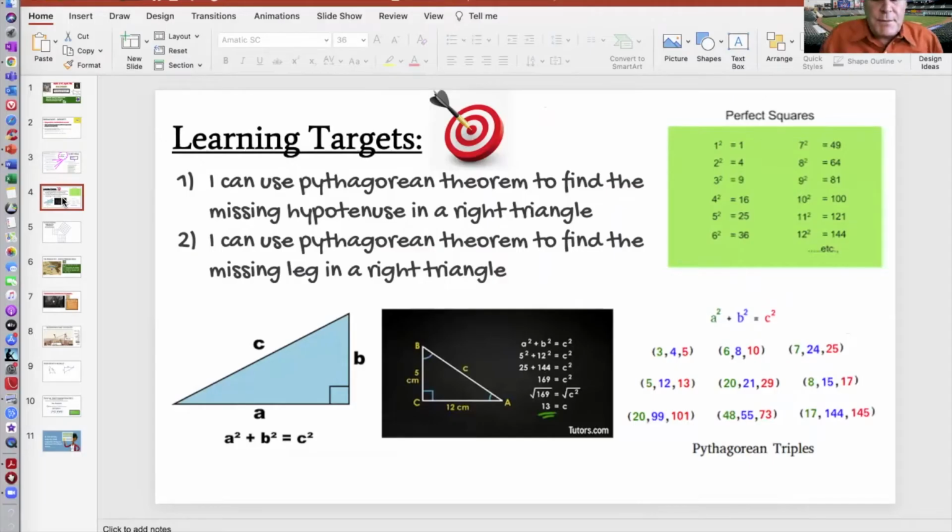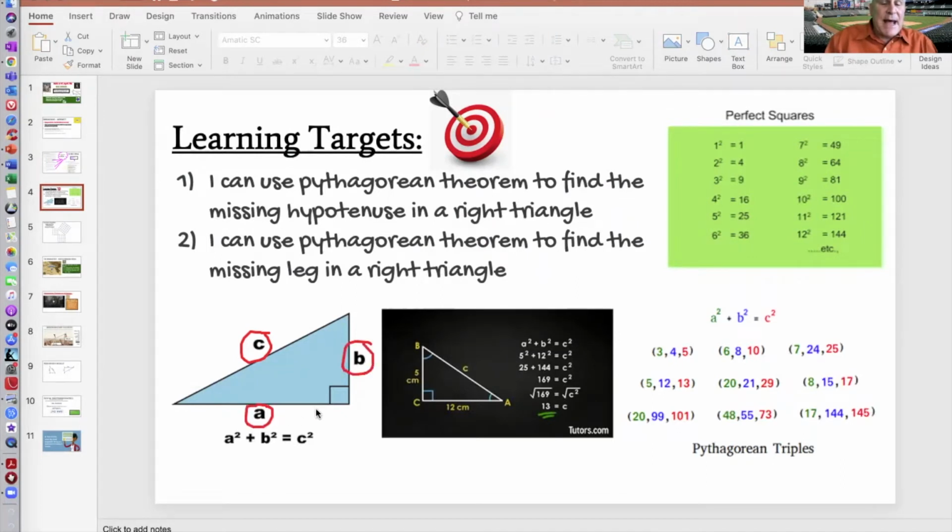I can use the Pythagorean theorem to find the missing hypotenuse. Remember, the hypotenuse is side C. It is the slanted side, this side right here. Or I can use the Pythagorean theorem to find the missing leg in a right triangle, which these are the two legs, A and B.